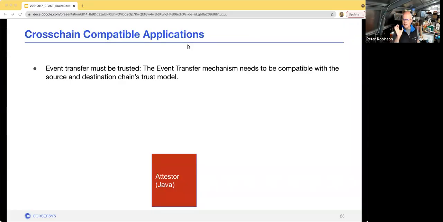So we need a trustworthy mechanism for transferring events, and the mechanism needs to be compatible with the source and destination's trust model. If you're using two trustless blockchains, then using, say, a single signer attester wouldn't really make sense, because that would be very centralized, and you should be trying to work out a trustless mechanism if possible.